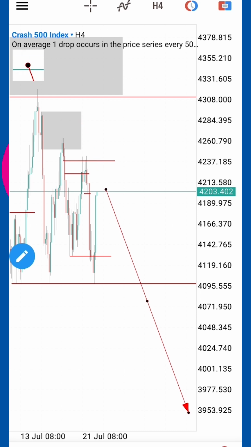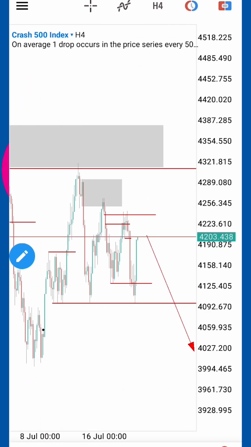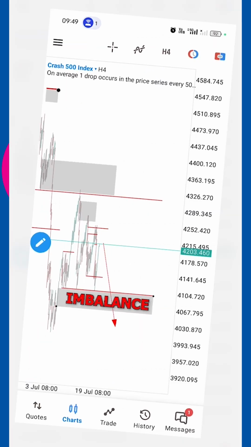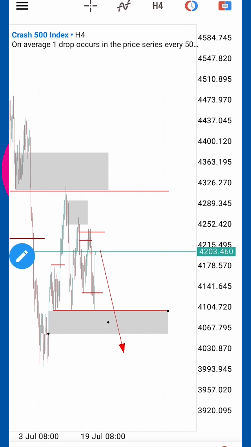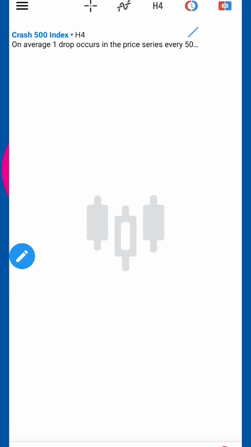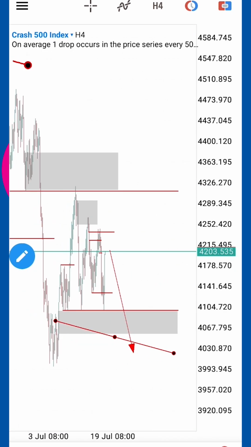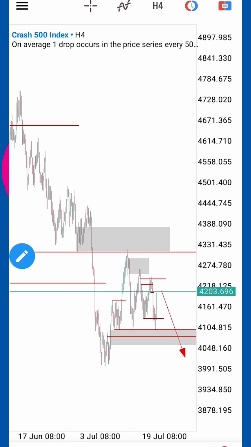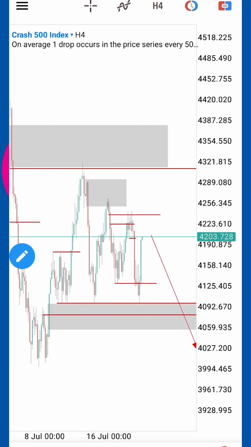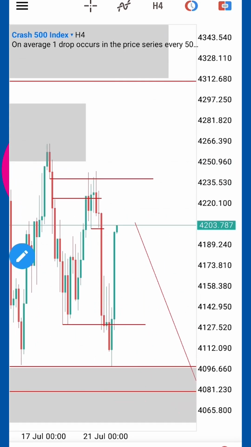So what it did is it returned back into the range, and now we want to try to capture the sell into the imbalance. So you see that's sort of my plan on the 4 hour. Usually price has to dip down into the imbalance and then hit the mitigation block. If it wants to continue shooting up, it goes up. If it wants to sell, it continues selling. So that's what I want to do, sell into the imbalance.